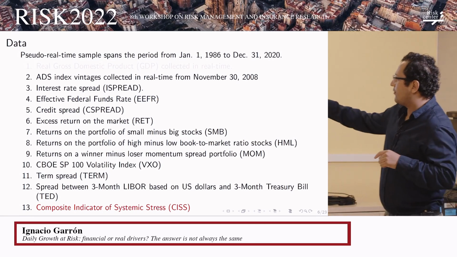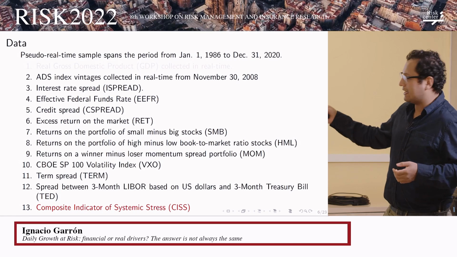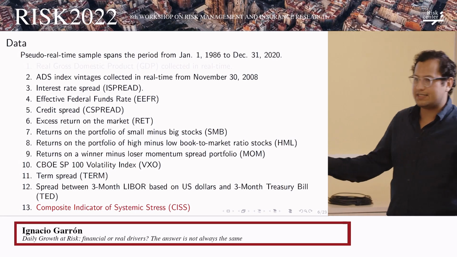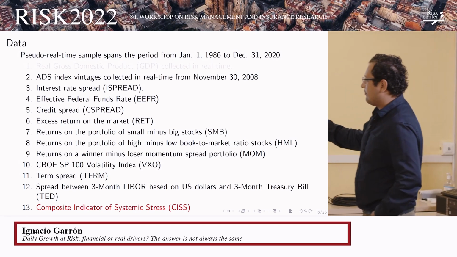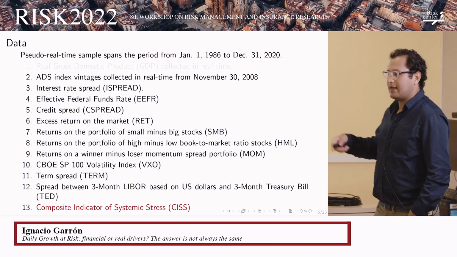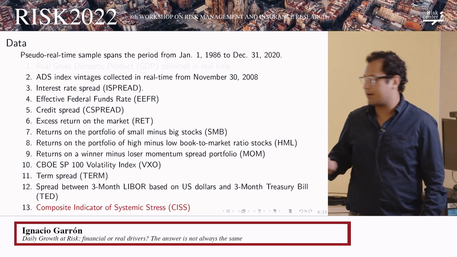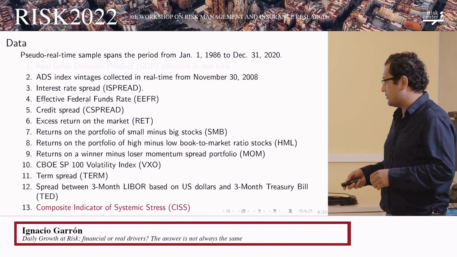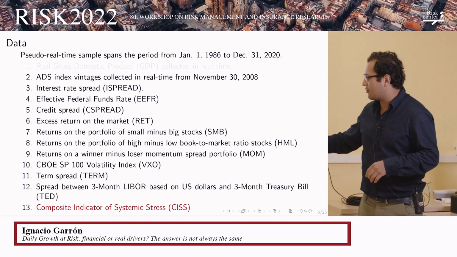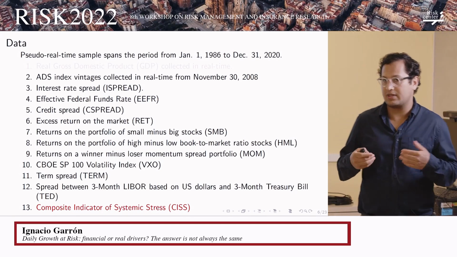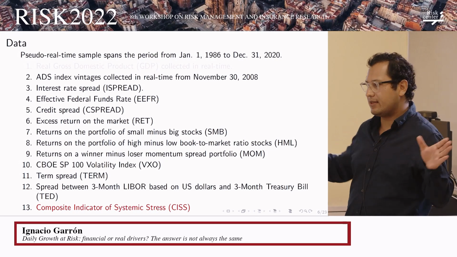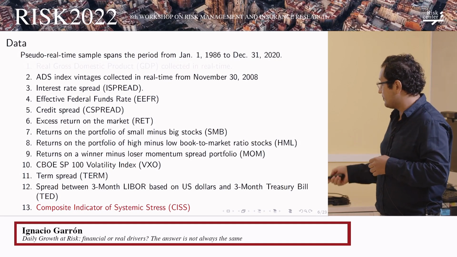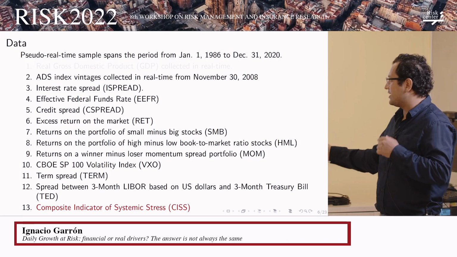Okay, and for the rest of the financial indicators, these do not have revisions, so I just take them from the market. And I have interest rate spread, credit spread. I have, for example, the Fama-French variables. I have the VXO index, term spread, credit spread. And also, in red, I have the composite indicator of systemic stress for the US, which is a composite indicator of many other financial indicators. And I will be using this as a benchmark also.